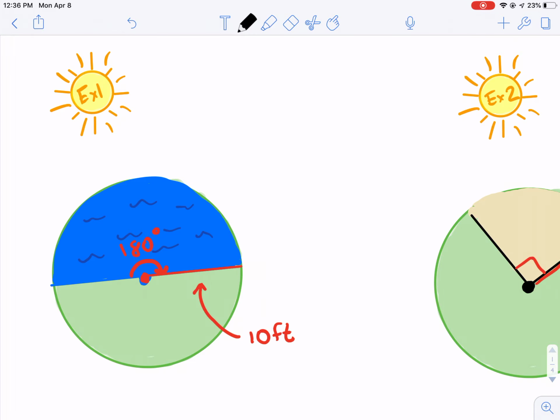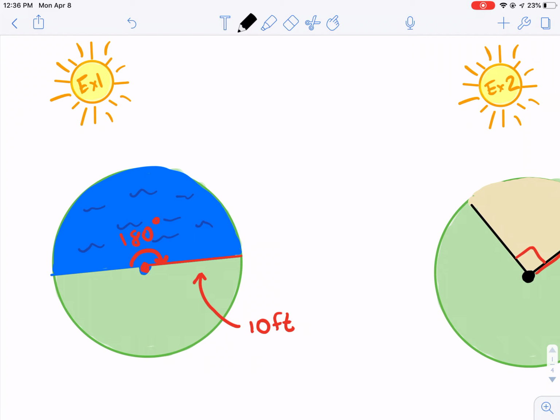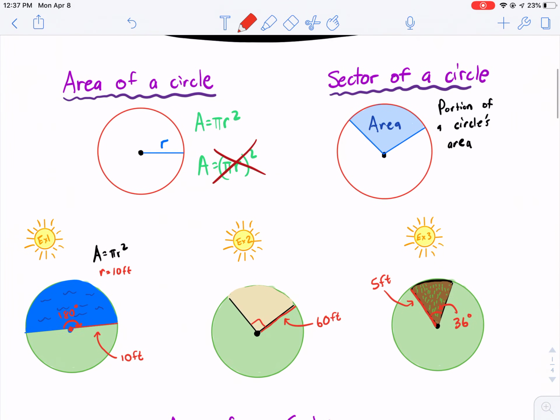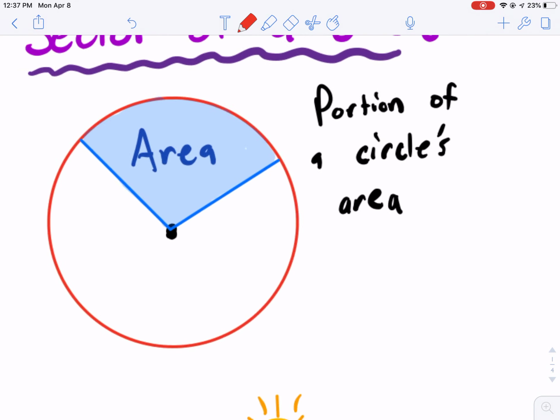So here we have a problem. Let's say we have a little park here, and we have half of it with grass and half of it with water, and we want to find out how much area the water is going to be. Let's start by listing the things we know. We know that the area of a circle is pi r squared. We know r is 10 feet. And we're given another clue: we're told that this measure here is 180 degrees. That tells us what portion of the circle's area we want.